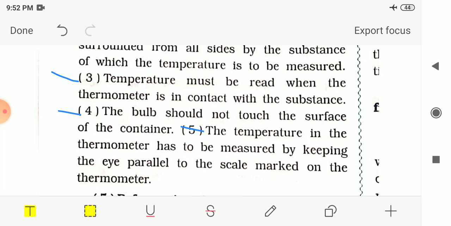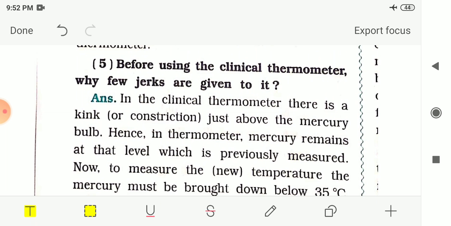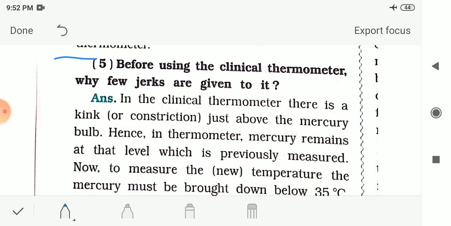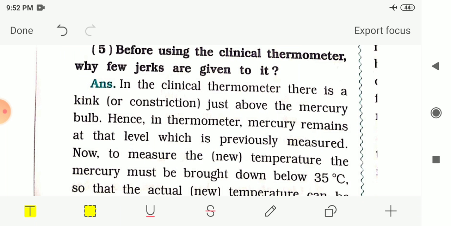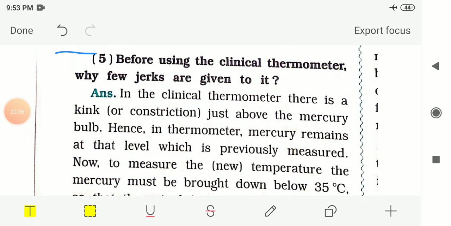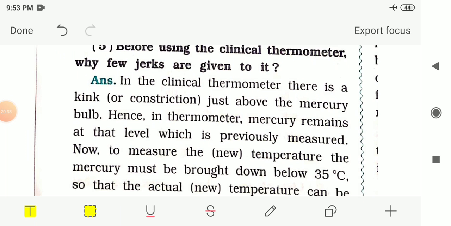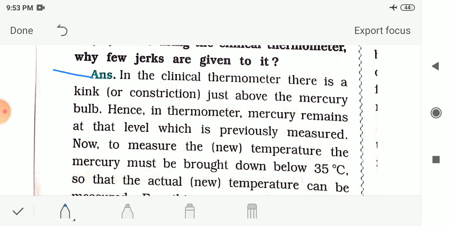Now next question, fifth: before using a clinical thermometer, why are a few jerks given to it? Why are we saying that in the precautions you have to give a few jerks to the clinical thermometer? So the answer is given here. In the clinical thermometer, there is a kink, or you can say a constriction, just above the mercury bulb. You will find this kind of structure in the thermometer above the mercury bulb.